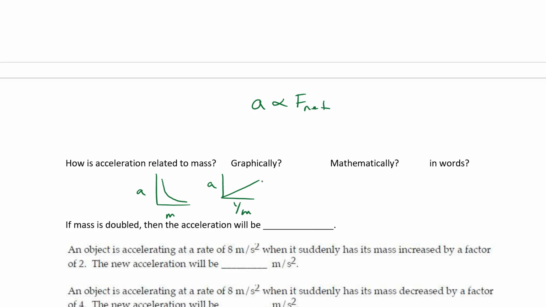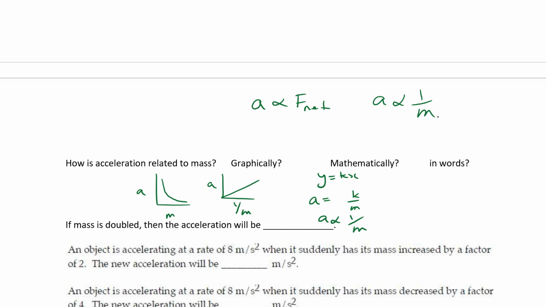So mathematically, what does that look like? Well, y equals kx. Instead of y, we had acceleration. Acceleration would be equal to some constant multiplied by 1 over m. Or we could just put that k in the numerator and say k over m. We could also say a is proportional to 1 over m. I kind of like that. A is proportional to 1 over m.